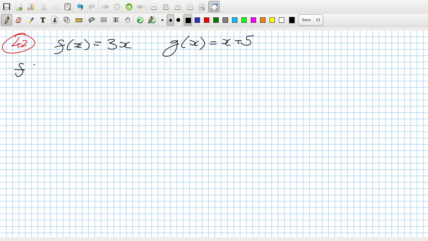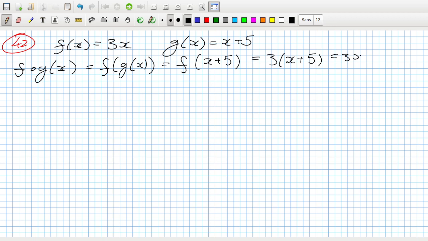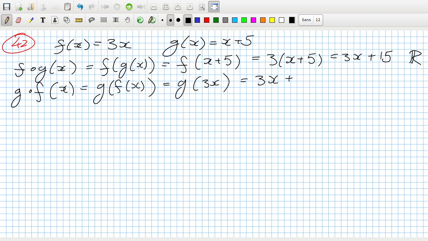So f composed with g of x, that's equal to f of g of x, which is equal to f of x plus 5, which is equal to 3 times x plus 5, which is equal to 3x plus 15. And the domain is all real numbers. g composed with f, so g of f of x, that will be g of 3x, which would be 3x plus 5, domain, all real numbers.